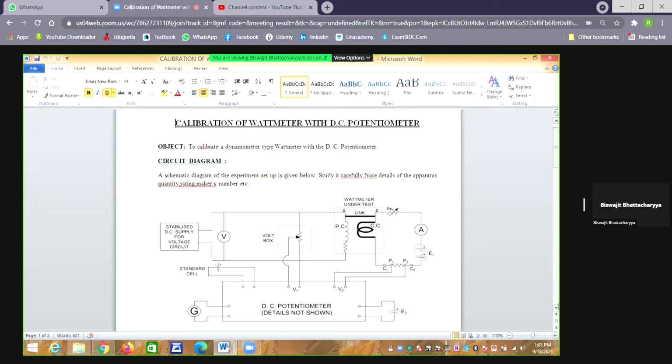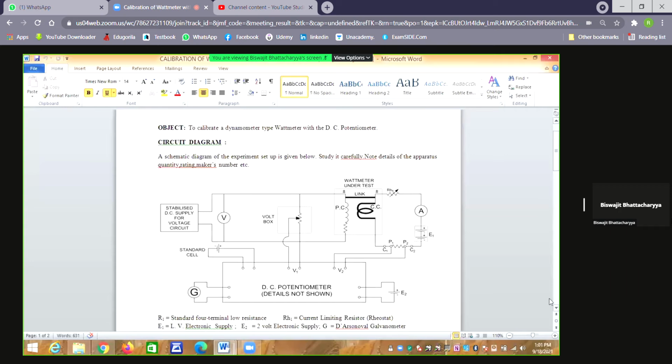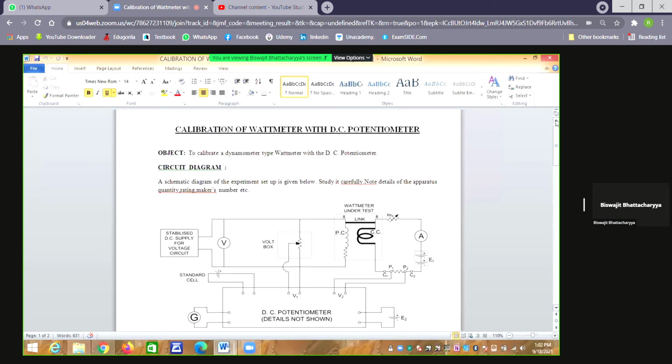But before that, we should start our original thing, that instruction. So let's see. This is our experiment: calibration of wattmeter with DC potentiometer. Now, what do we mean by calibration? Calibration means for every meter or instrument, it gives some reading. Now, our task will be to find out the accuracy of the reading. So when one wattmeter gives a reading of 40 watt, then is it really 40 watt or is some percentage error there? That we want to see.